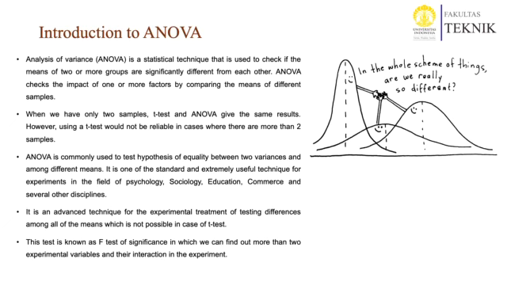ANOVA also checks the impact of one or more factors by comparing the means of different samples. When we have only two samples, the t-test and ANOVA would give basically similar results. However, if we have more than two samples, using the t-test or t-statistics would not be as reliable as ANOVA. ANOVA is commonly used to test the hypothesis of equality between two variances and among different means. So the means don't have to be at the same level.